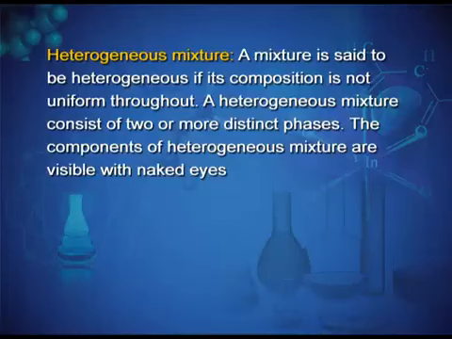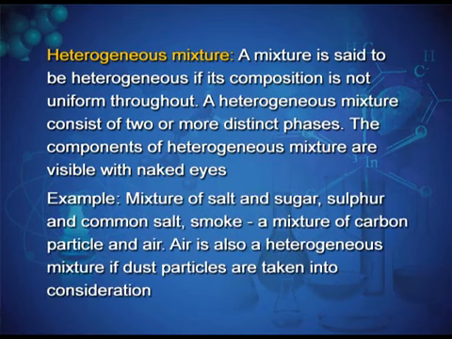Heterogeneous mixture. A mixture is said to be heterogeneous if its composition is not uniform throughout. A heterogeneous mixture consists of two or more distinct phases. The components of a heterogeneous mixture are visible with the naked eye. Examples: a mixture of salt and sugar, sulfur and common salt. Smoke, a mixture of carbon particles and air. Air is also a heterogeneous mixture if dust particles are taken into consideration.